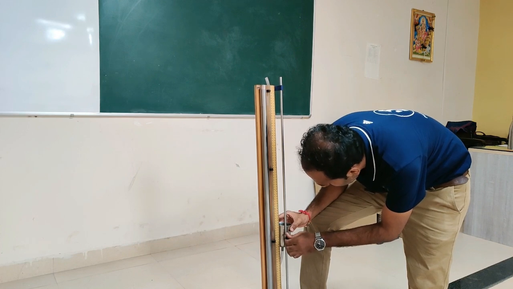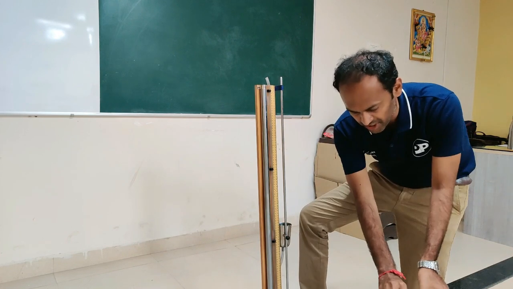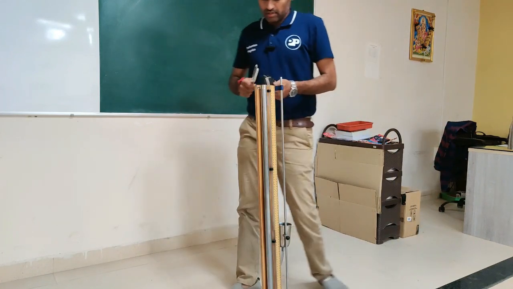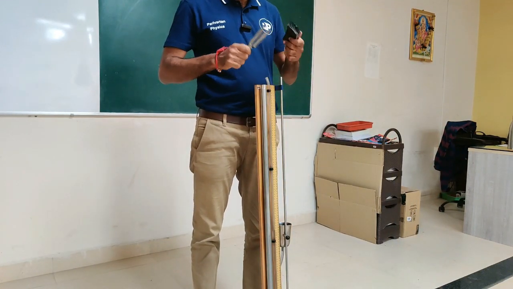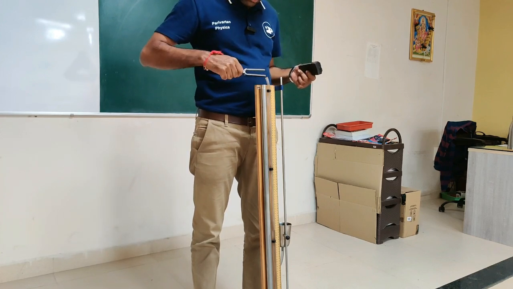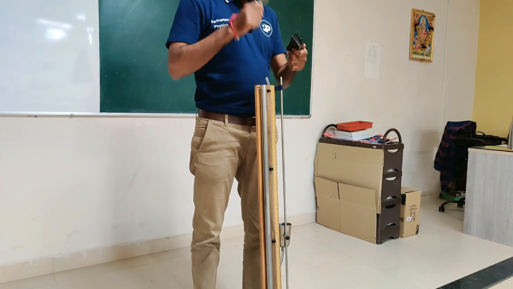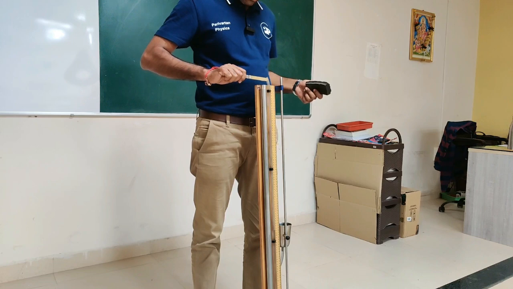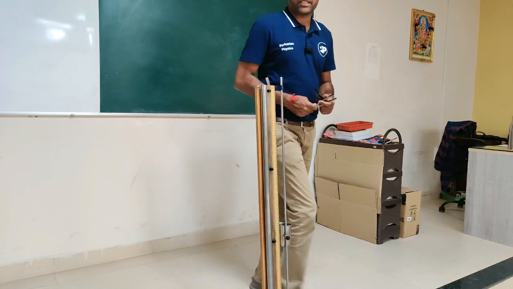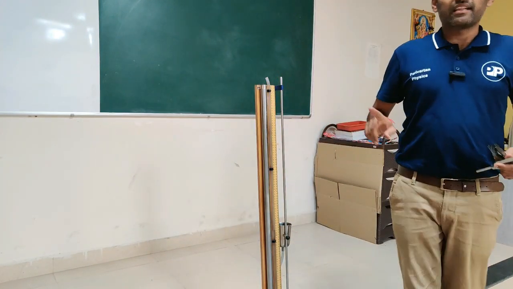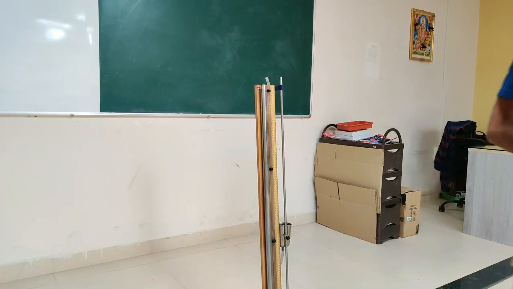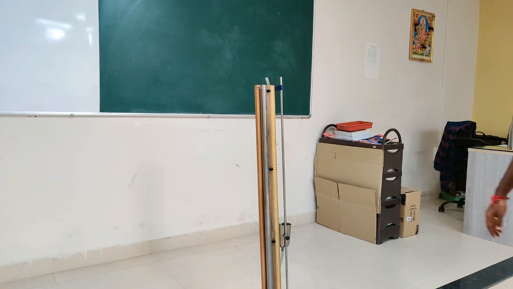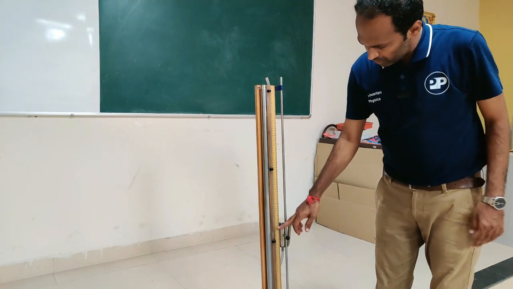So this is at 58.5 now. Let us check the sound. Yes, now the sound is maximum. So this is the resonating length L2 because we are coming from down to top. L2 is 58.5.